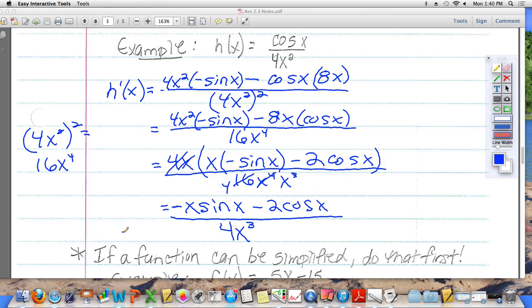Okay, Miss Cornett, so the only thing I'm confused about is, so you divide that 4 into 16? Yep. Leave them over here. Yeah, okay, 4 over 16 reduces to 1 over 4. Okay.